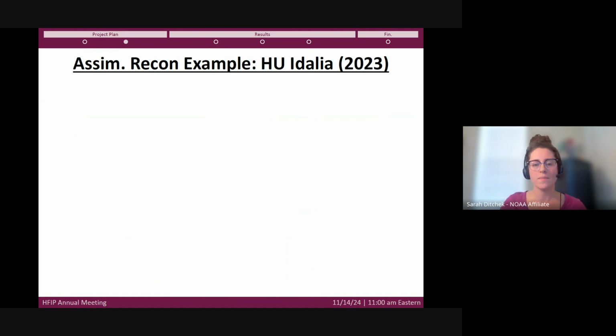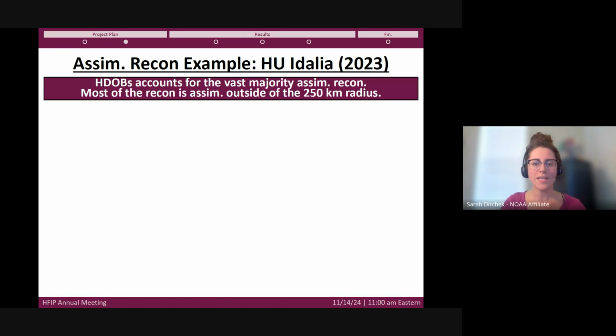And to do that, I'm going to be using Hurricane Idalia from 2023 as a representative example. Now, again, HD obs accounts for the vast majority of assimilated recon obs in Idalia, and most of the recon assimilated was outside of the 250-kilometer radius.